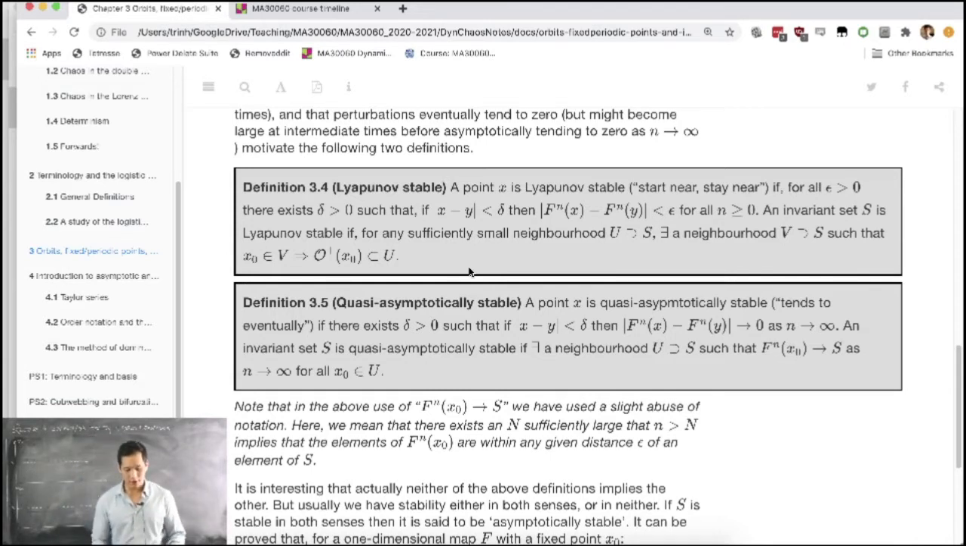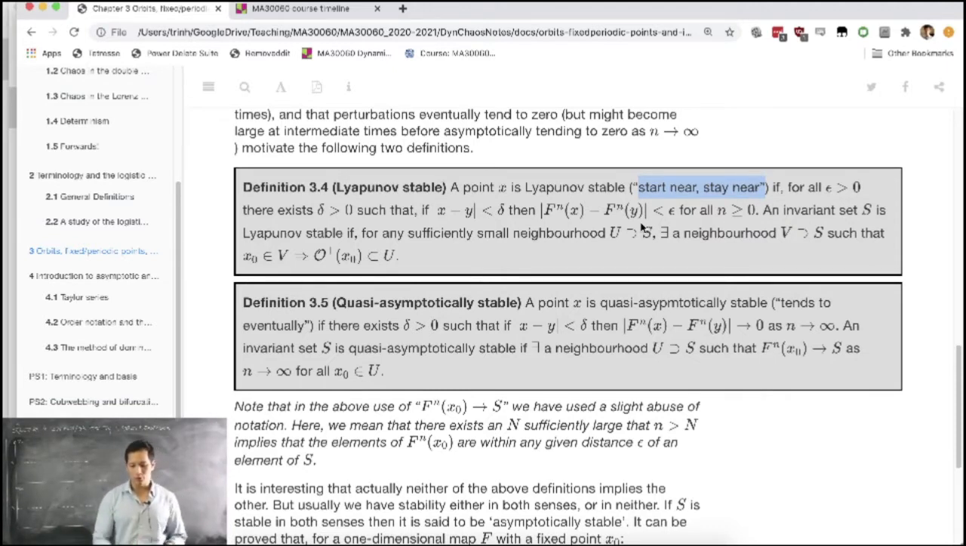The basic idea, the definition reads, a point x is Lyapunov stable, which informally we say starts near, stays near, if for all epsilon greater than 0, there exists a delta greater than 0, such that if the distance between x and y is less than delta, then the distance between fⁿ of x and fⁿ of y is less than epsilon for all n greater than or equal to 0.